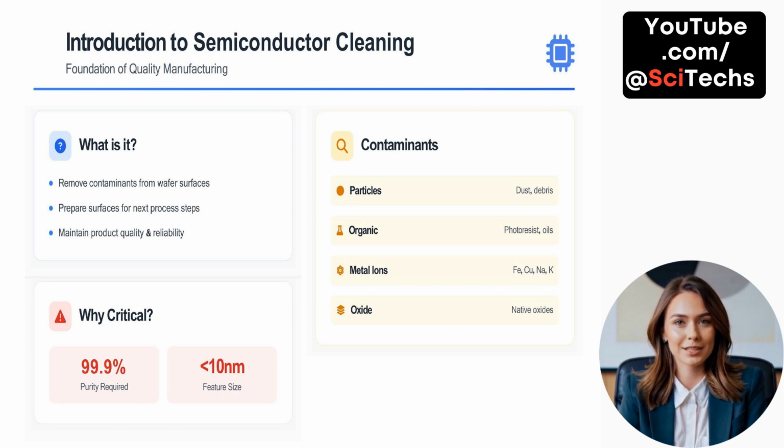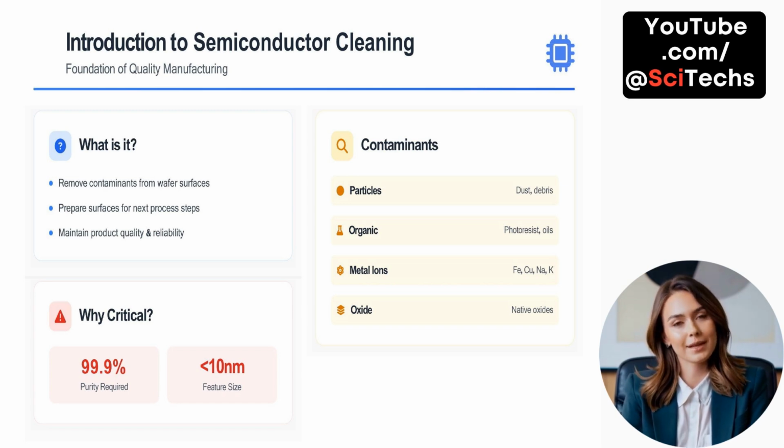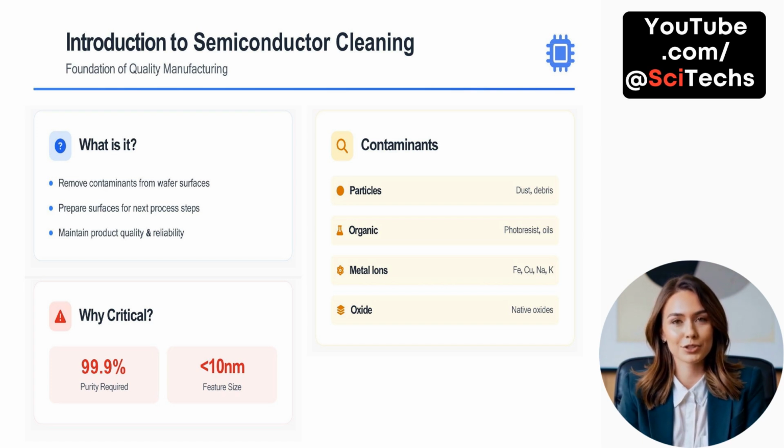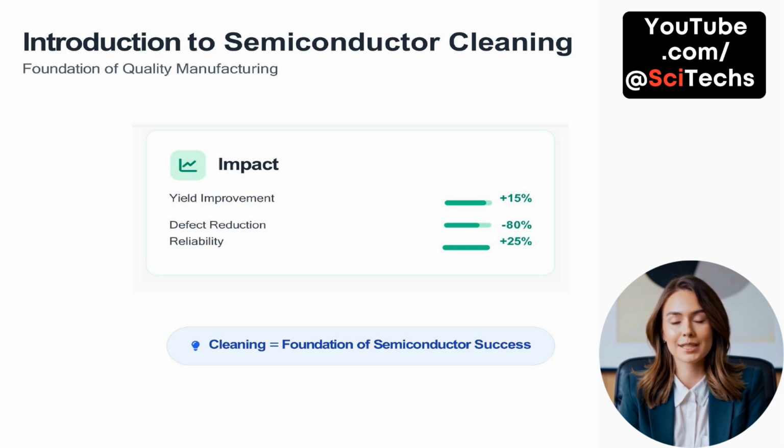Contaminants can include dust and debris, which are physical particles, as well as organics like photoresist residues and oils. Metallic ions such as iron, copper, sodium, and potassium can also cause electrical interference. Finally, native oxides must be removed or controlled. Cleaning is critical because semiconductor devices demand extremely high purity, often 99.9%, and precision at sub-10 nanometer feature sizes, leaving no room for contamination.